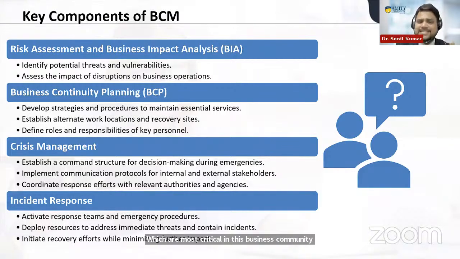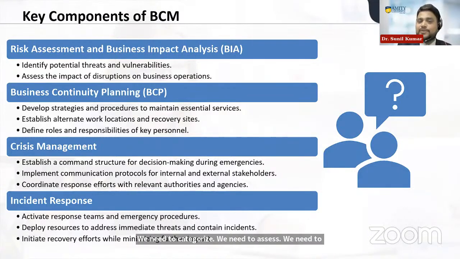Number one, assess the risk, assess the business impact analysis. That means identify all the possible risks, what the possible threats are, and what level of impact they can make. We need to categorize, we need to assess, we need to identify.